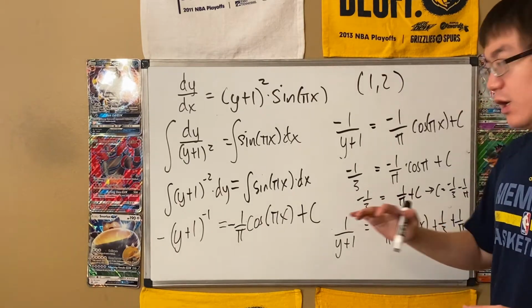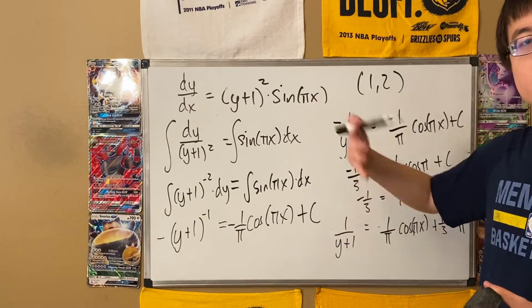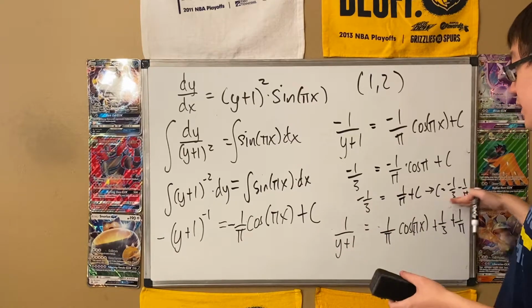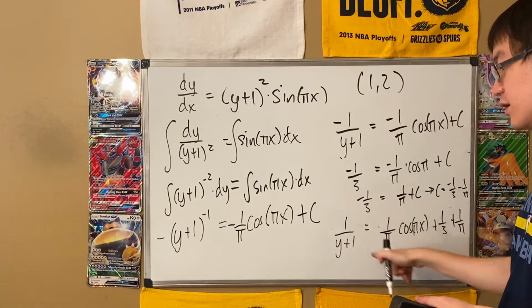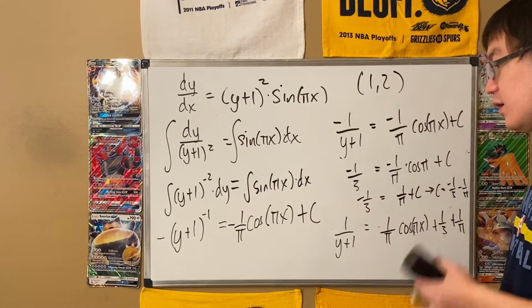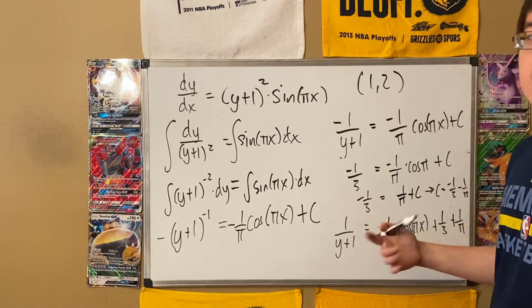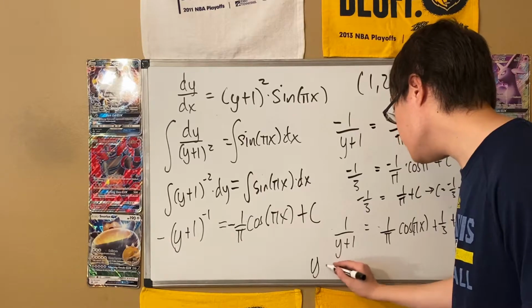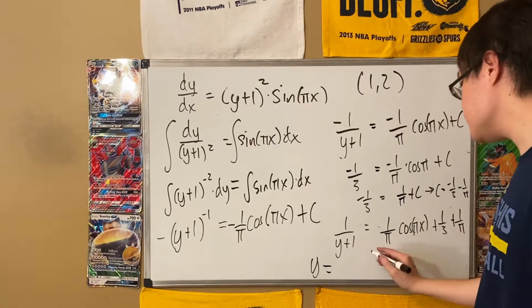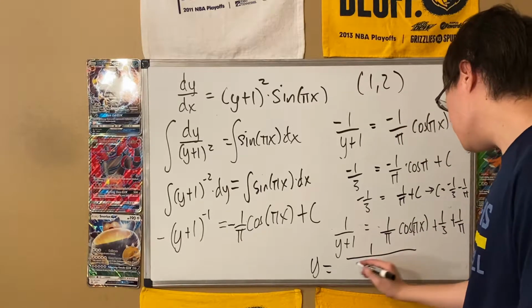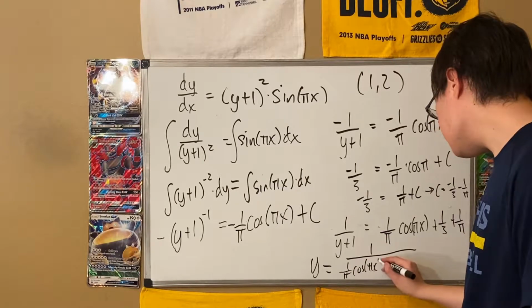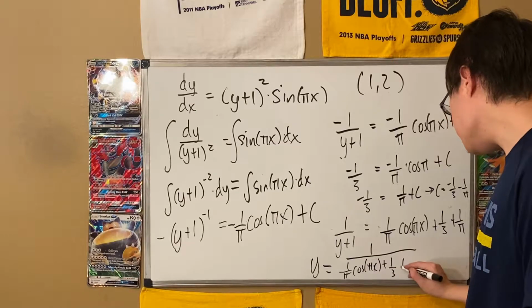Finally, I need to isolate this y plus 1, bringing it to the numerator. So all I'm going to do is cross multiply the y plus 1, and I'm going to divide by this entire monstrosity on the bottom. And then finally, to isolate, you would just subtract 1. So the final answer, I believe, is going to be y equals 1 over all of this stuff: 1 over pi cosine of pi x plus 1/3 plus 1 over pi.